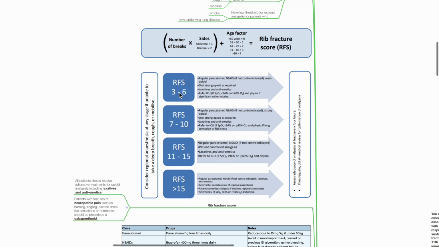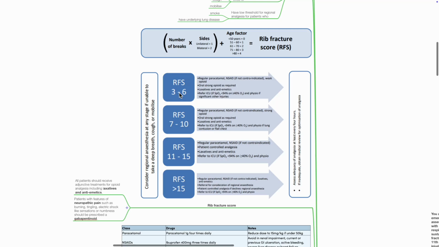If RFS is 7 to 10, change the weak opioid to oral strong opioid. If RFS is 11 to 15, change oral strong opioid to patient-controlled analgesia. If RFS is more than 15, refer for regional anesthesia. Patients with features of neuropathic pain, such as burning, tingling, electric shock-like sensations, or numbness, should be prescribed a gabapentinoid.